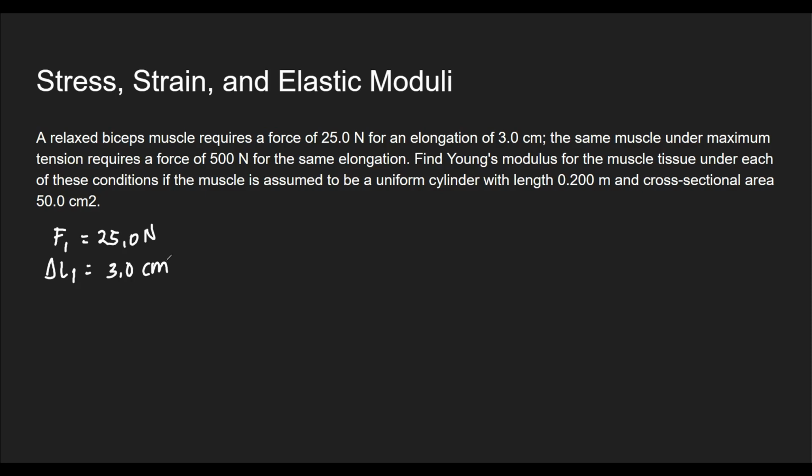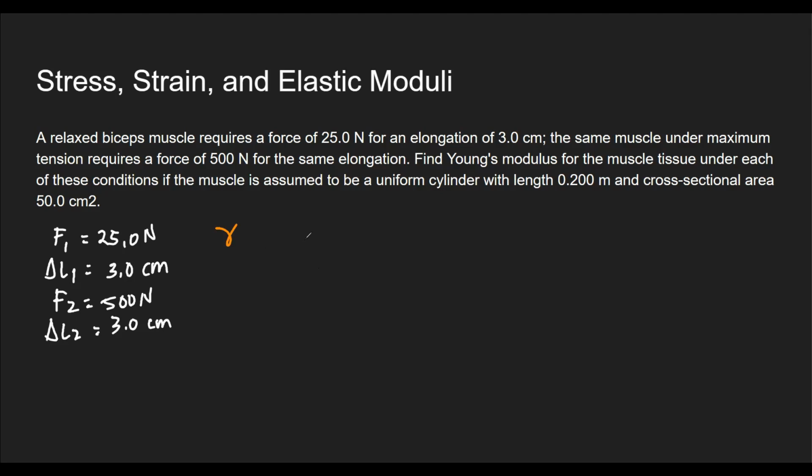So we've got the same muscle, but a different condition. Force here is 500 newtons. And again, delta L2 is the same, 3.0 cm. Find the Young's modulus for the muscle tissue. It says, find the Young's modulus. So we're looking for this symbol, Young's modulus.